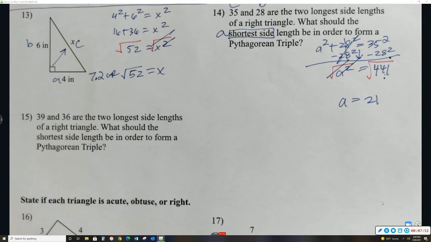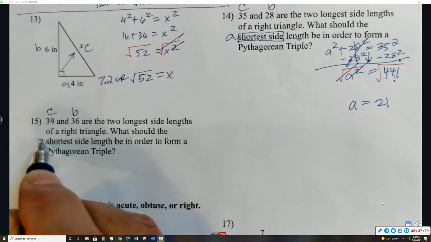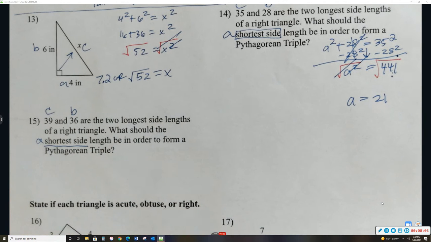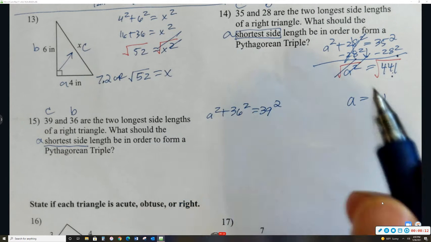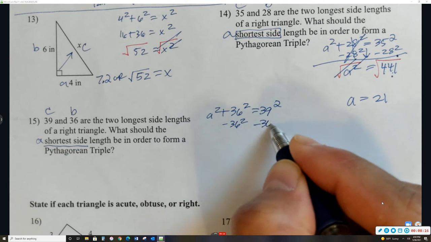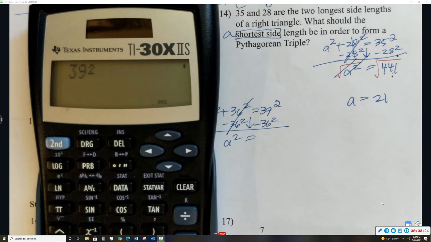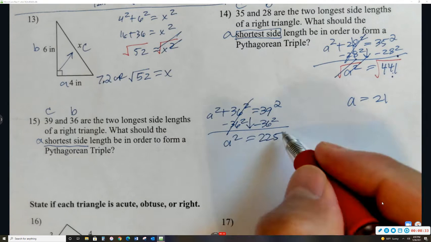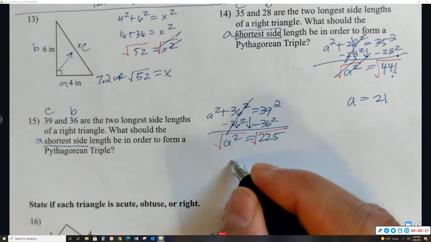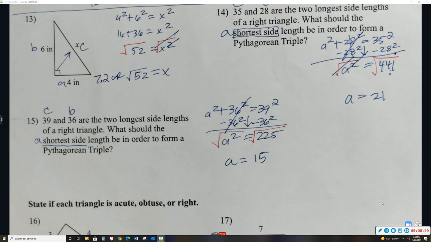And then 15 is the same as 14. They tell us these are the bigger sides. C is the biggest, B is the medium one, and A is the shortest side, and A is what we're looking for. So it looks like this: A squared plus B squared equals C squared. Again, I'm not going to multiply these two out. I could if I wanted to, but I need to subtract 36 squared. That goes away, then you have A squared, and this part is just 39 squared minus 36 squared. Is that 225? Then we take the square root. A equals 15. Two more.